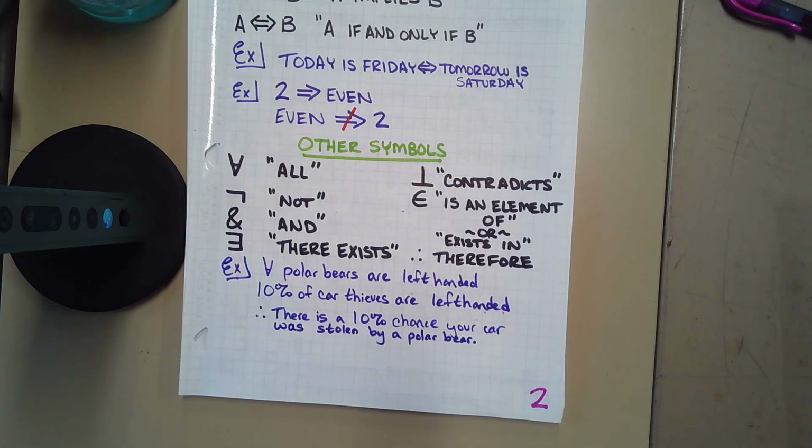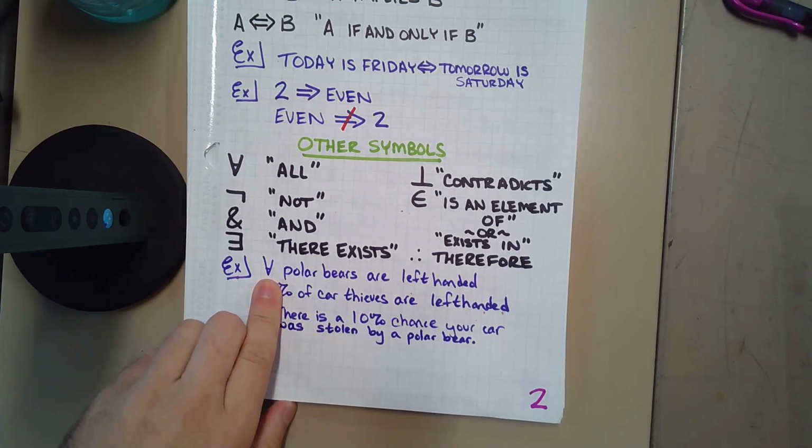So we have there exists, backwards E, ampersand, the and, right? Not, we don't see that one a ton in here just because we don't do a whole lot of symbolic logic like that. All, which I use all the time. All right, so contradicts, right? And then we've got curvy E, we are body positive. There exists, okay? So here's an example with it.